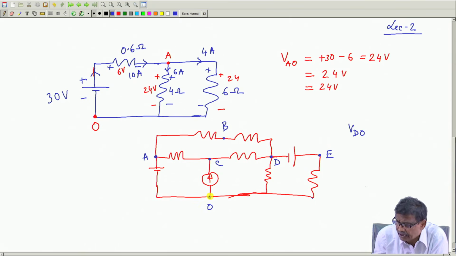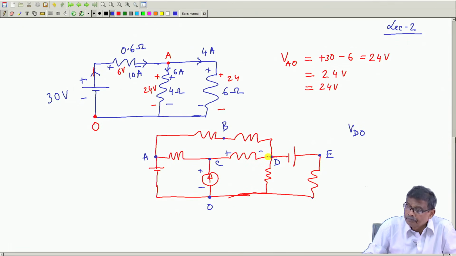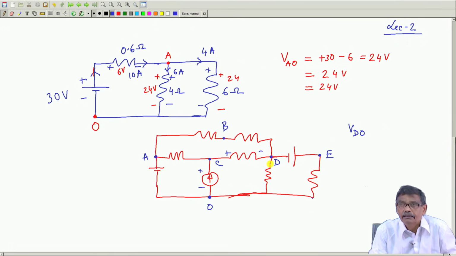For example, in this case I will try to reach the point D via this path. O to C I will go, then C to D, and while going I will note down what is the voltage drop here, which I must know with polarity. Similarly, I must know the voltage drop here, then I will decide whether it is a voltage rise or voltage drop. If it is a voltage rise, plus sign; if it is voltage drop, there will be minus sign. You can reach D.